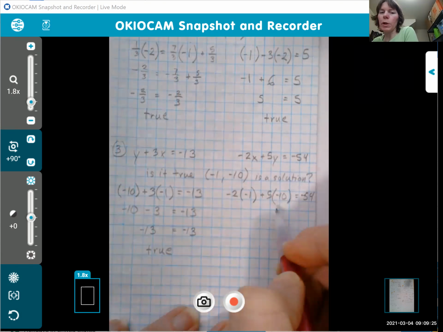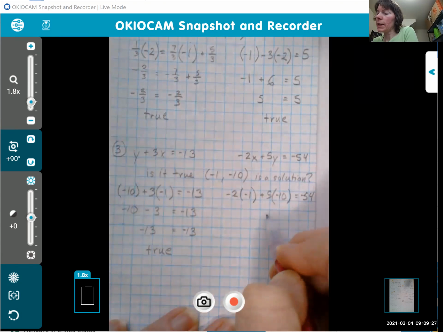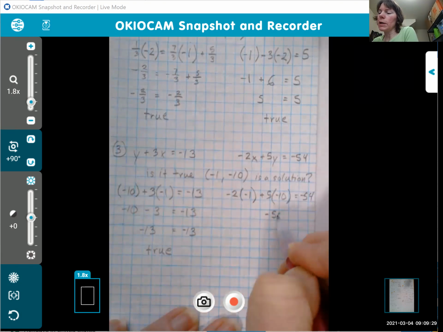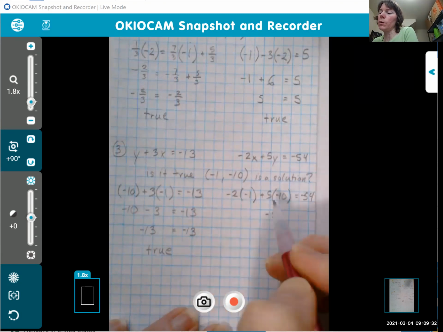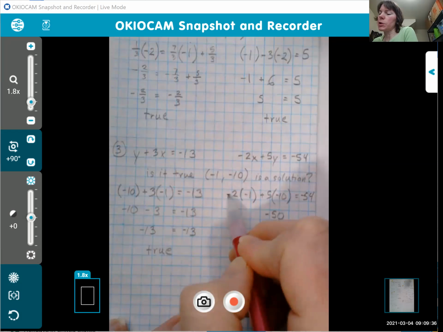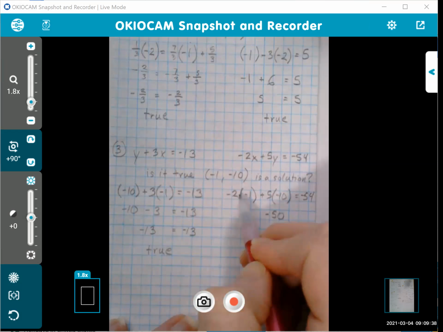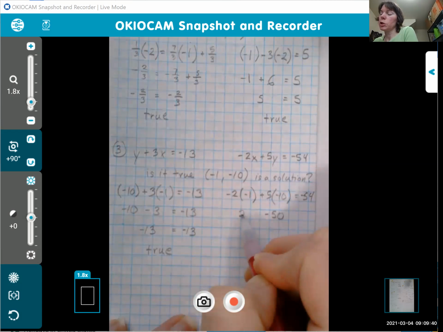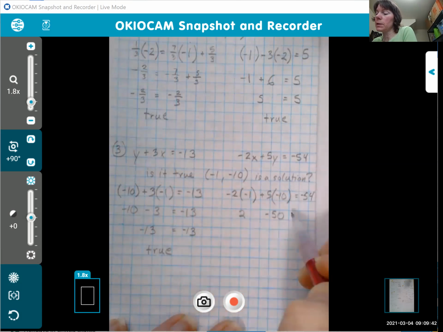Okay, so I would agree with you on the -50 side. Over here, if it was a -2 and a -1 though, when we're multiplying them, our negative times our negative gives us a positive sign, and our 2 times 1 gets us a 2. So we would have 2 minus 50 equals -54, but you were really close.